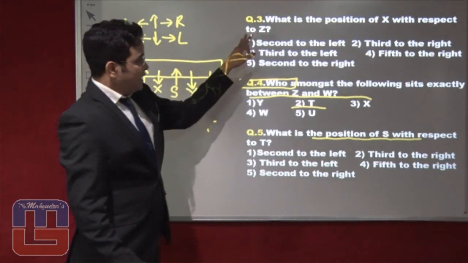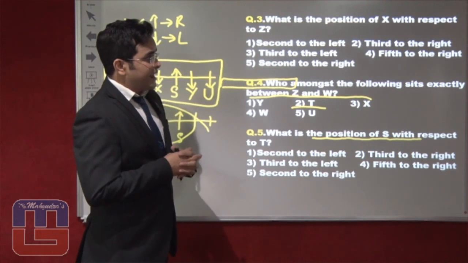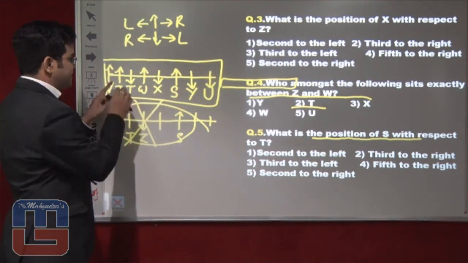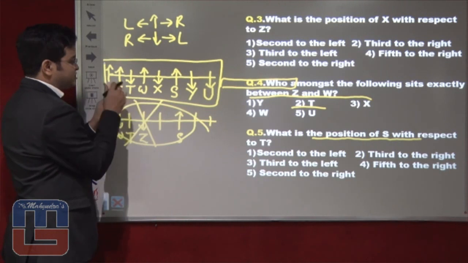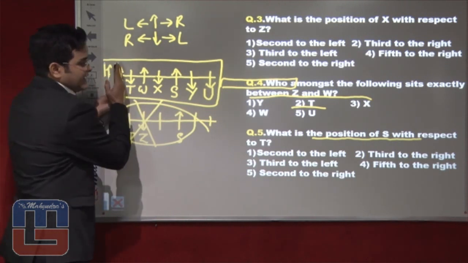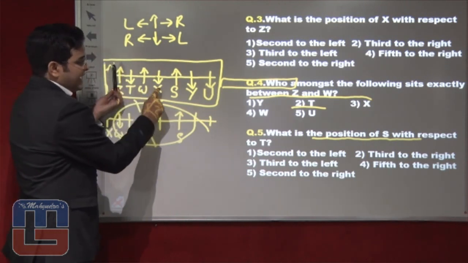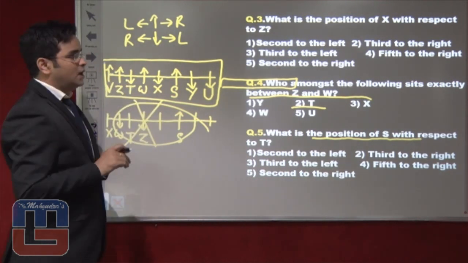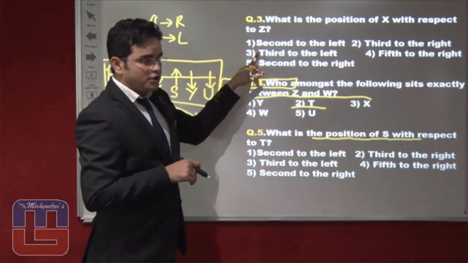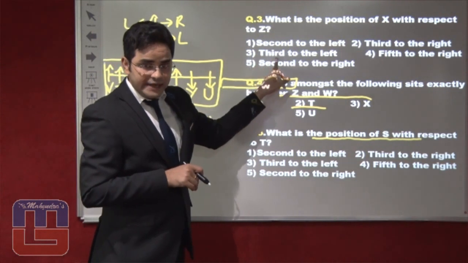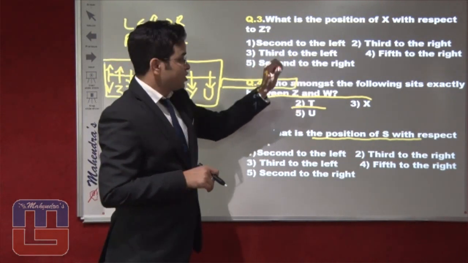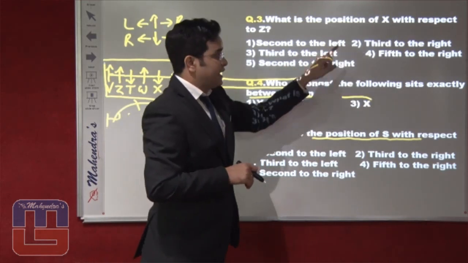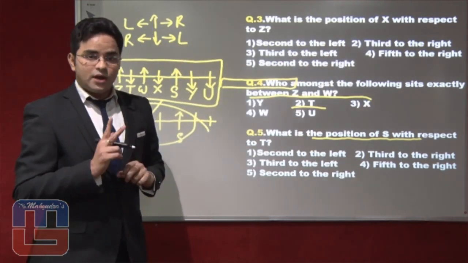Next question says, what is the position of X with respect to Z? It means that we have to highlight Z. Z is facing towards north and X is toward this side. It means 1, 2 and third, third to the right. So our answer is going to be the second option, which says third to the right.